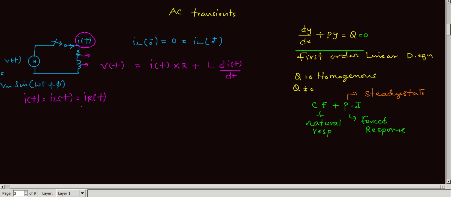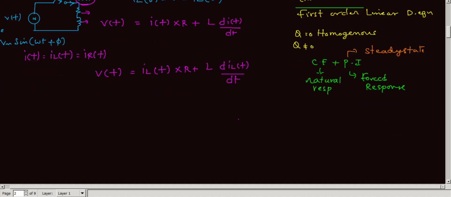So v(t) = iL(t)R + L diL(t)/dt. Hope you understand. From this you can see this is a first order linear differential equation. You have a complementary function plus a particular integral.